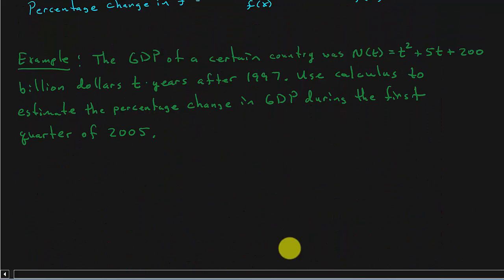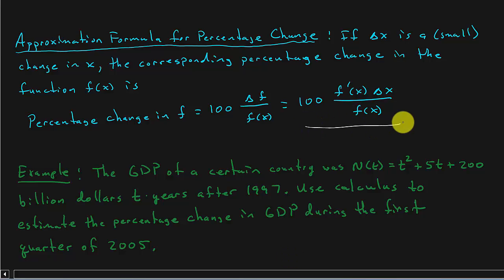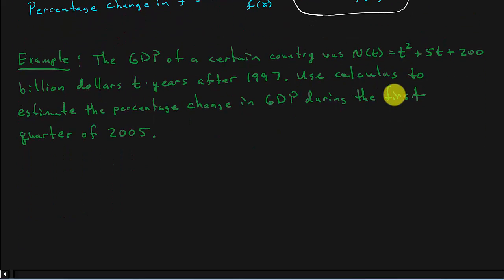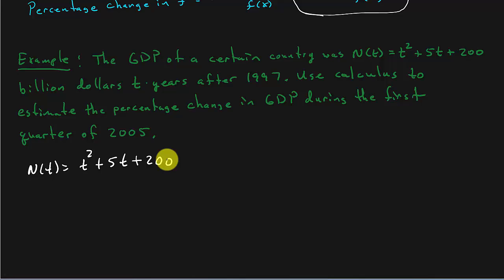And so this is the formula that you're going to use for your percentage change. So let's look at an example. It says the GDP of a certain country was N of T. N of T is equal to T squared plus 5T plus 200, in billions of dollars, T years after 1997. Use calculus to estimate the percentage change in GDP during the first quarter of 2005.